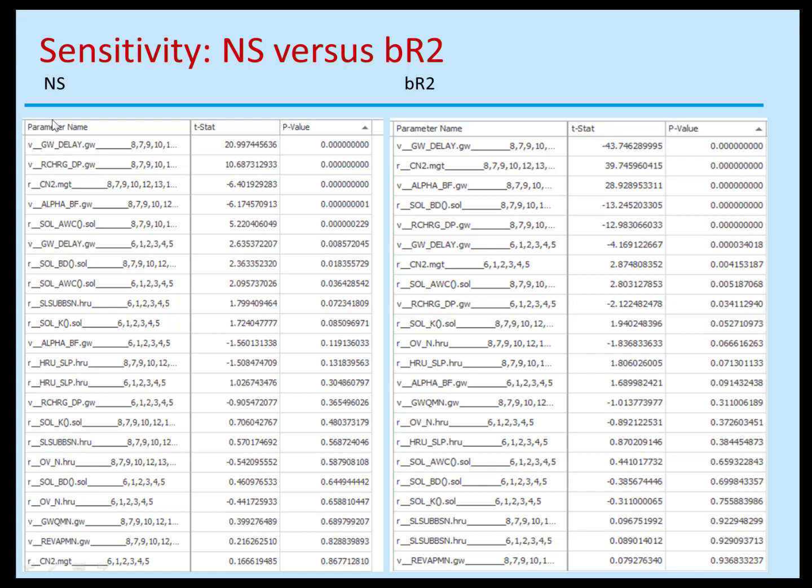So here you have groundwater delay for subbasin number 8 and above number 8. So this is the most sensitive, so they both agree here. But here the next one is groundwater recharge, deep aquifer recharge. And here I have deep aquifer recharge as a lower level sensitivity. And then here I have CN2, which ranks 3 because of the t-value. And here CN2 ranks second.